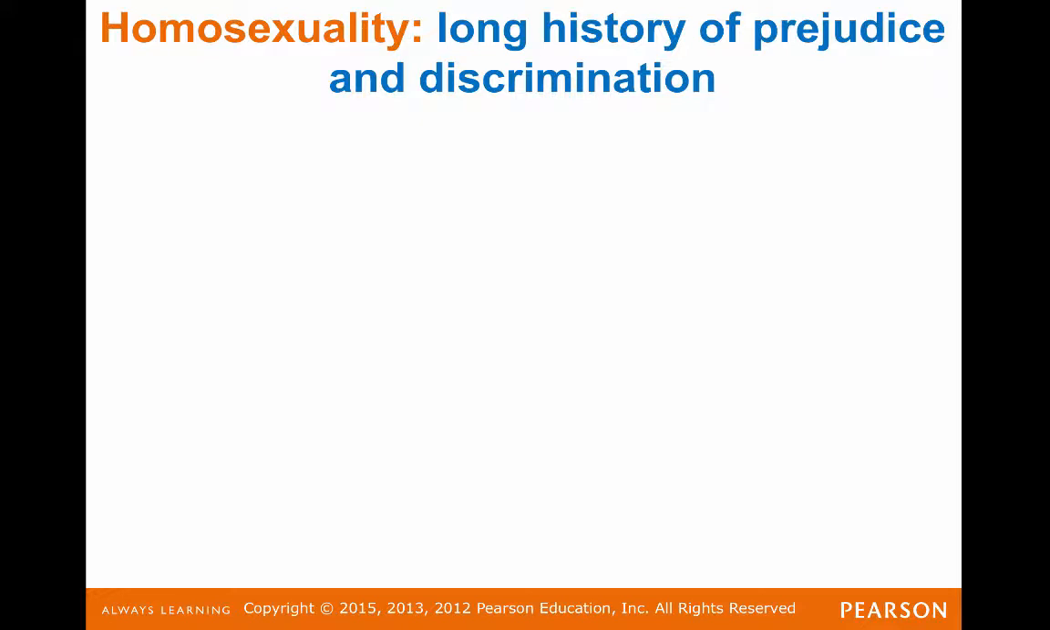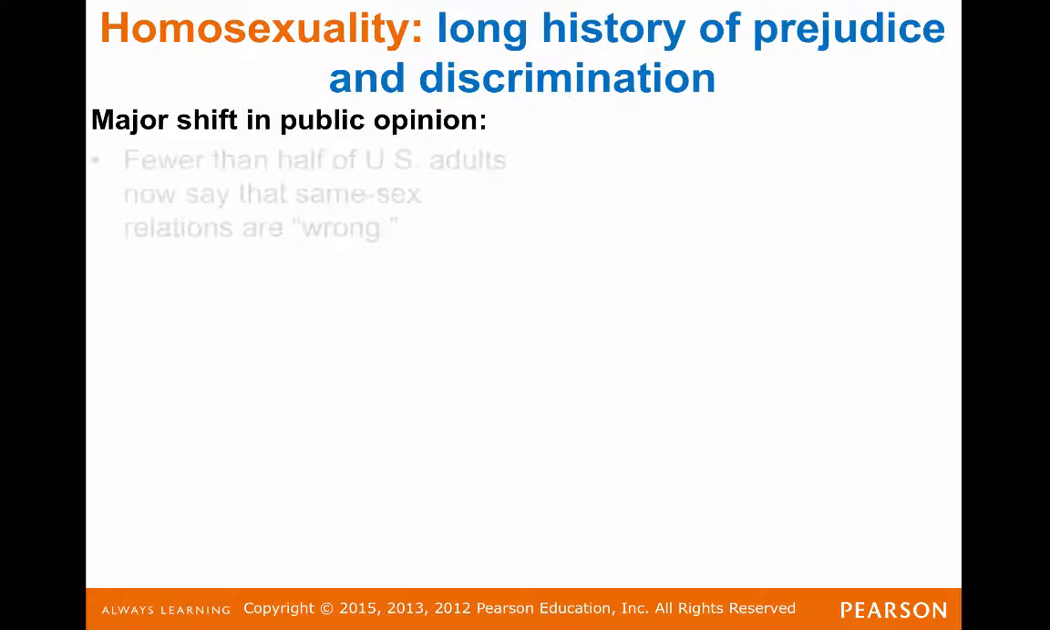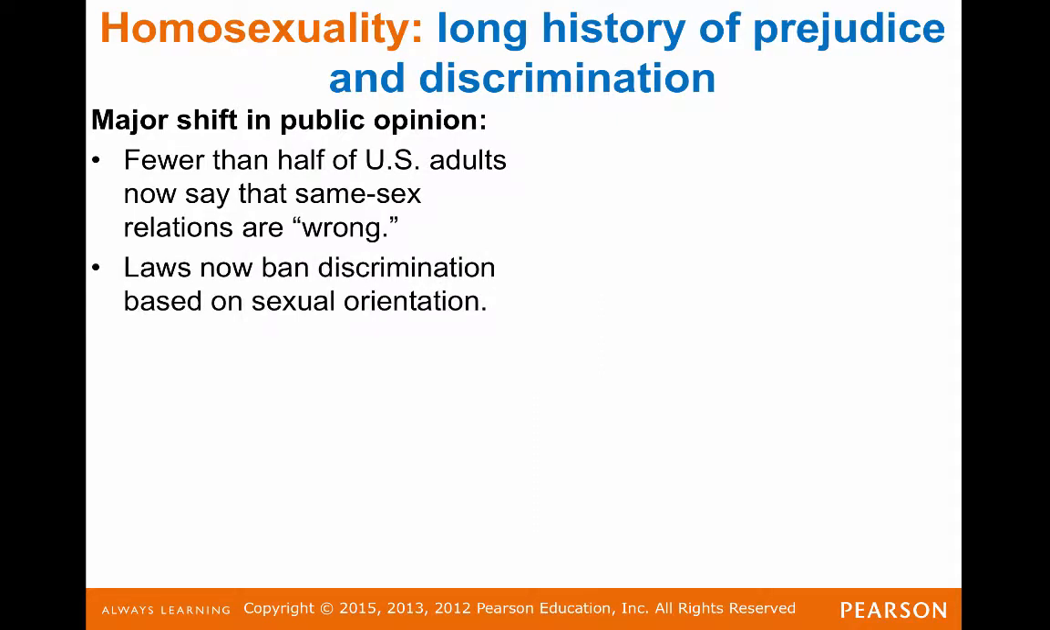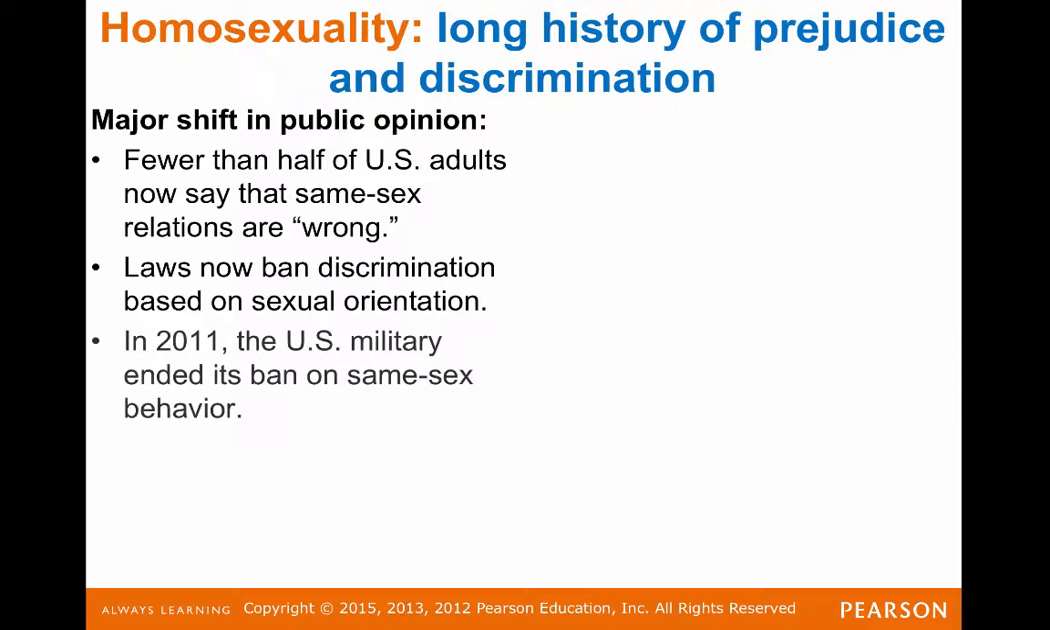So when it comes to understandings of homosexuality, there's clearly a long history of prejudice and discrimination. So, how this has really changed over time. Obviously, there's been a major shift in public opinion. Fewer than half of US adults now say that same-sex relations are wrong. Laws now ban discrimination based on sexual orientation all across the United States.